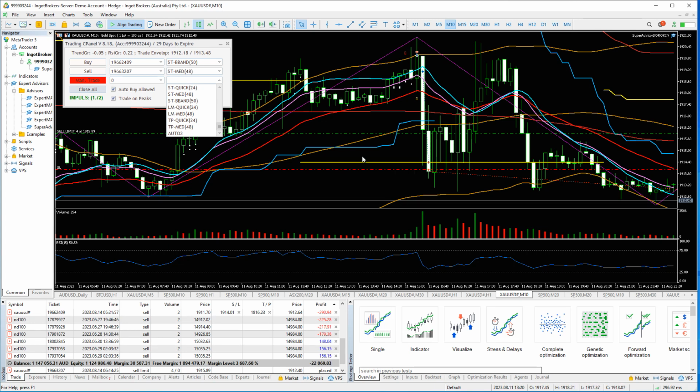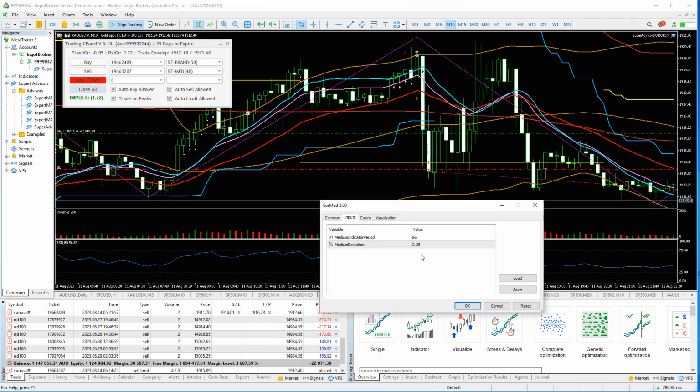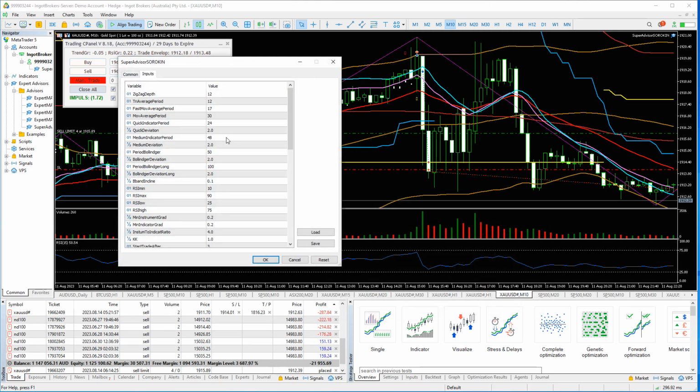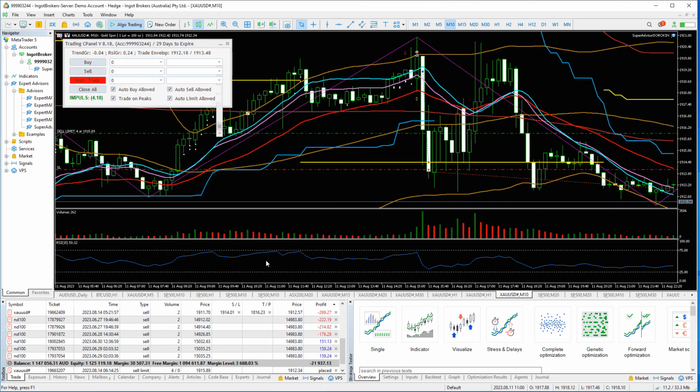So there's 48, it's the period, and we can find what periods are indicated on the screen. Just right click, SORMED 86. So you see there should be in the system 48 and 86. That's why we always have to put the right parameters, otherwise there will be mistrading, and you start blaming the system instead of blaming yourself.